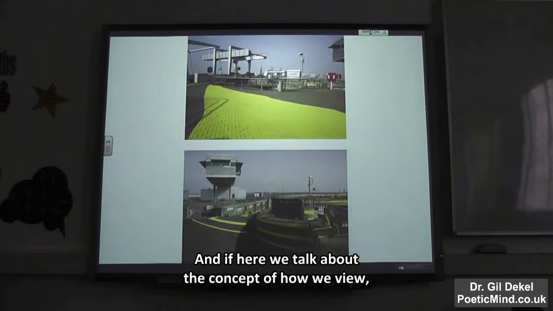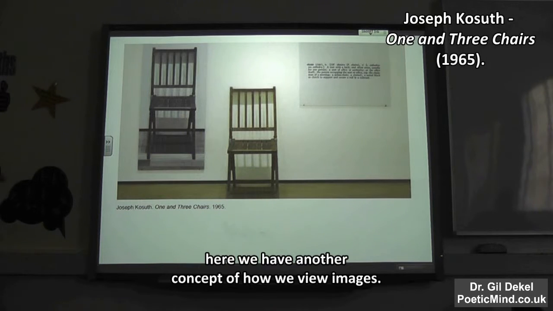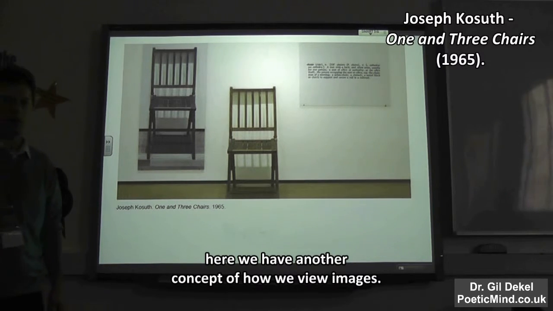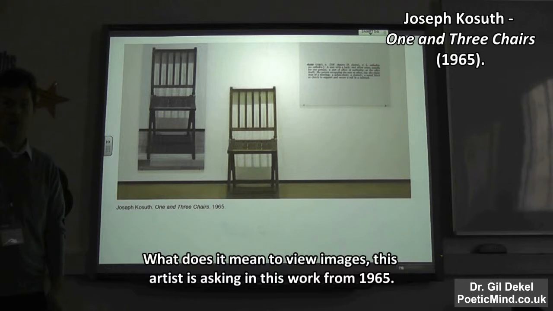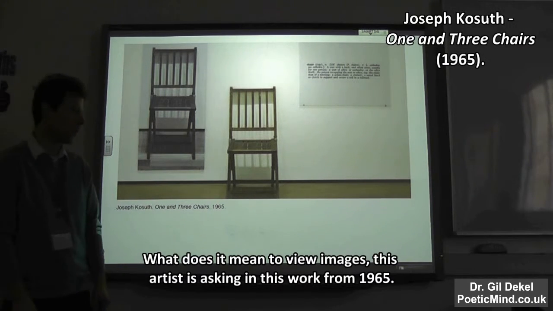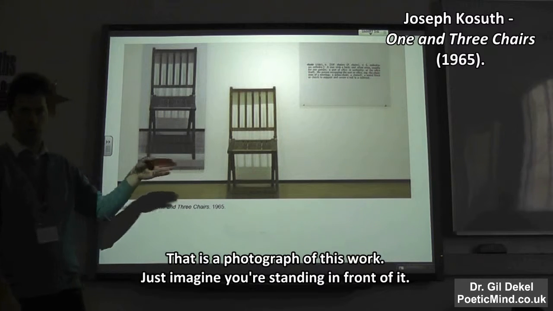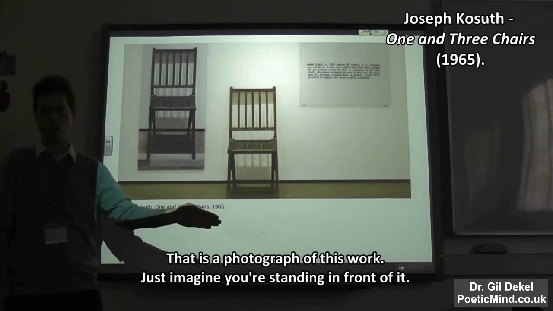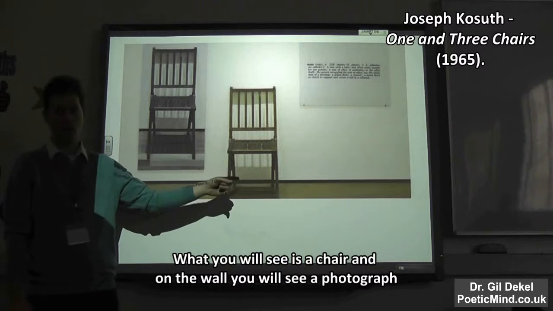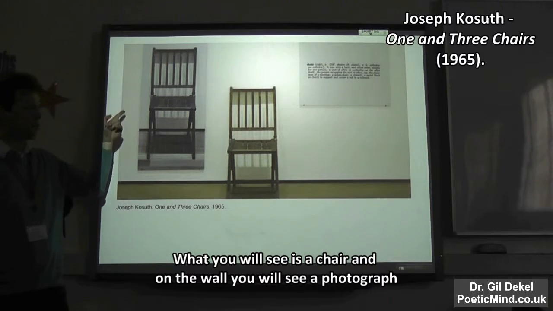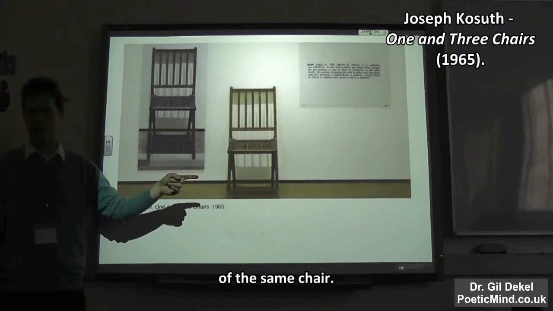And if here we talk about the concept of how we view, here we have another concept of how we view images. What does it mean to view images? This artist asked this in this work from 1965. Now that is a photograph of the wall. But just imagine you standing in front of it. What you will see is a chair, and on the wall you will see a photograph of the same chair.